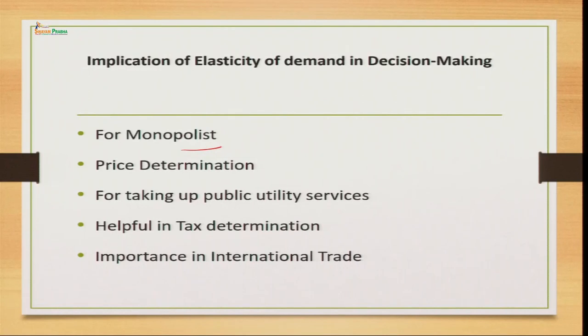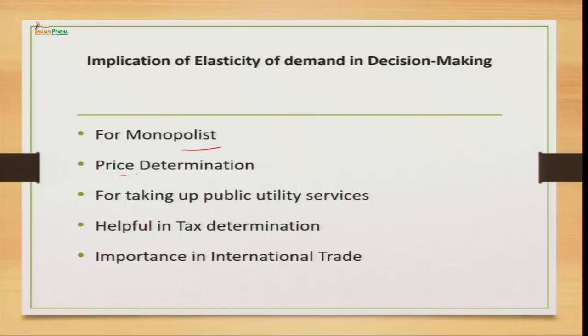And one thing also for a monopolist is that he can use price discrimination. He can also charge different prices from different consumers for the same commodity. So again, he has to know for whom the demand is of elastic nature and for whom the demand is of inelastic nature.